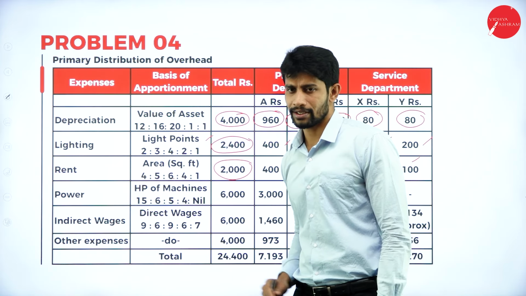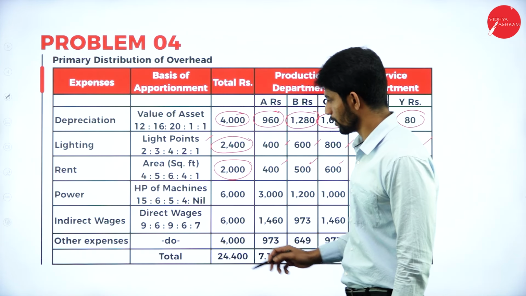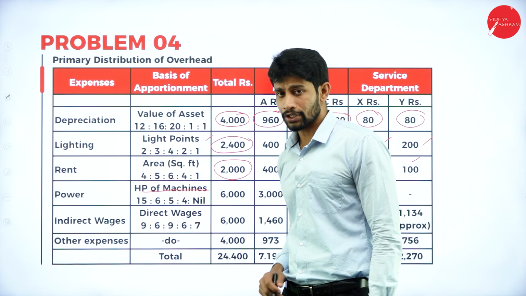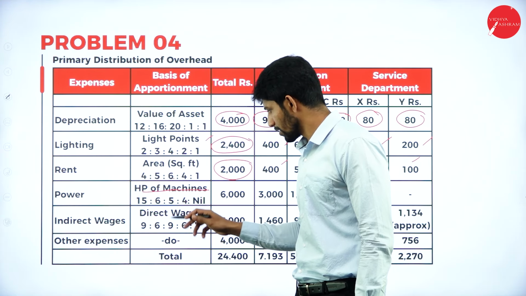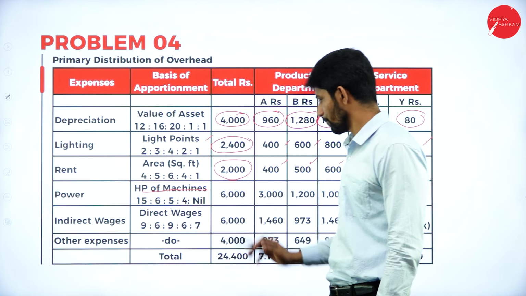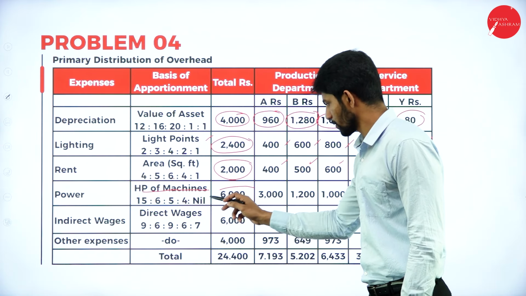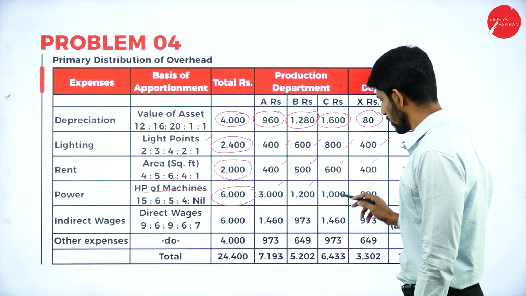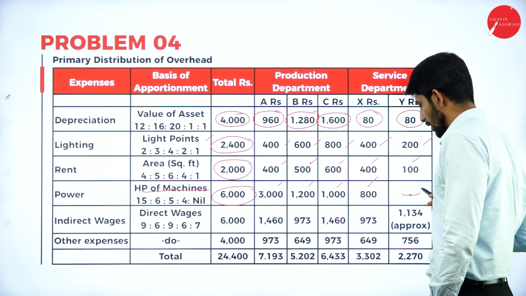Next, power. So how do we distribute power? Based upon the HP of machine. So what is the ratio? 15 is to 6 is to 5 is to 4 is to nil. So what is the total power expenses? It is 6,000. So 3,000, 1,200, 1,800, nil.